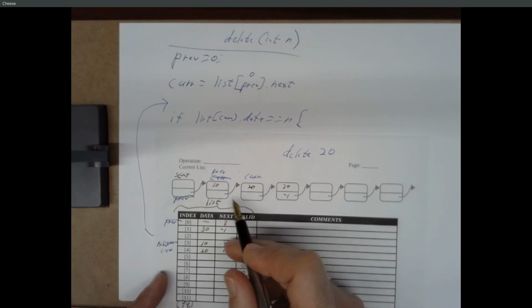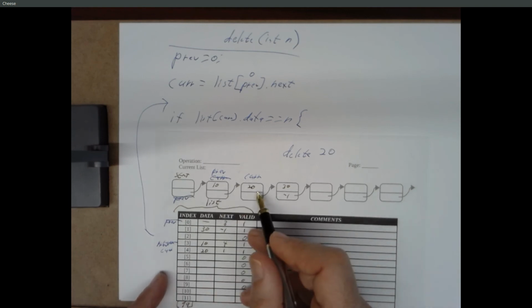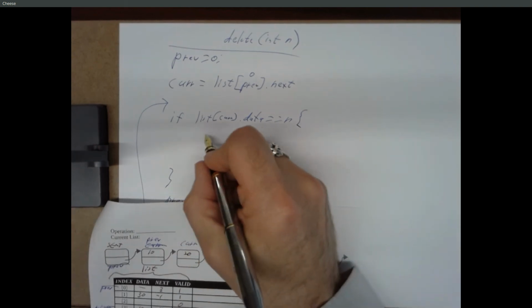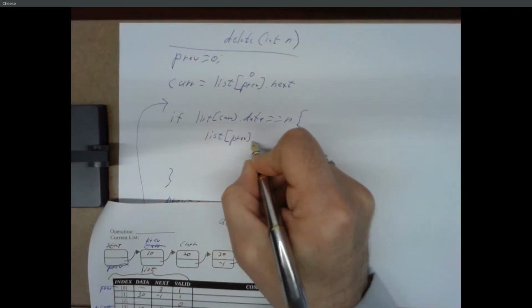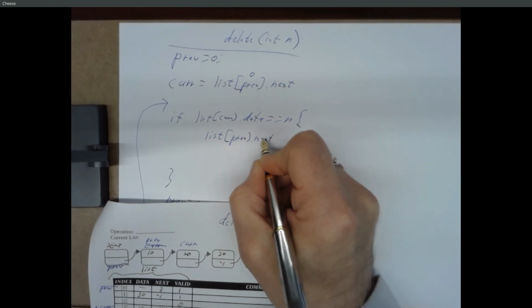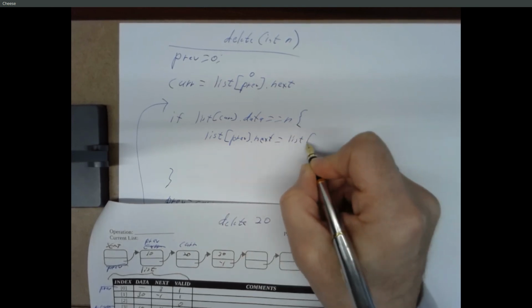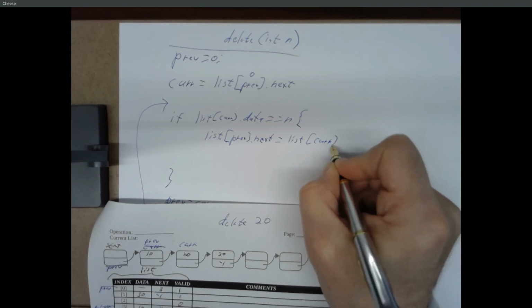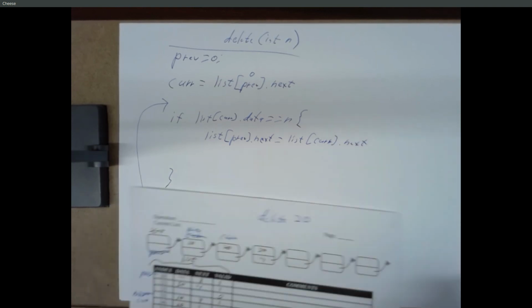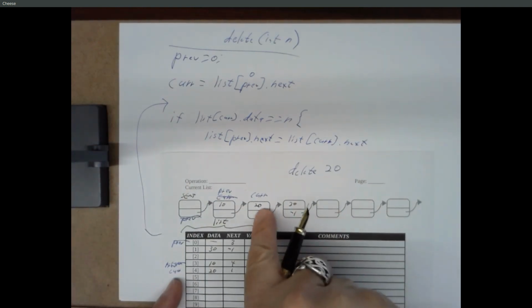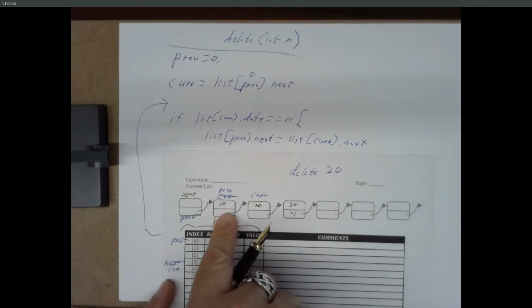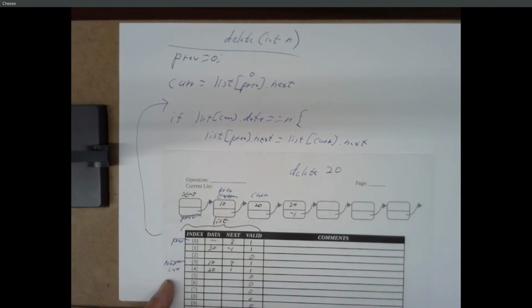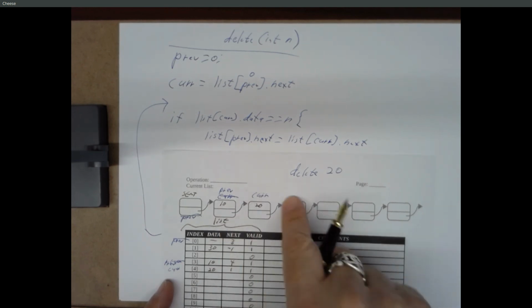So how do we delete it? Well, we want the previous node to point where the current node is pointing. So this is what we did yesterday. List bracket previous dot next equals list bracket current dot next. And if that happens to be the last node in the list, next will be my null. That'll change previous next to be my null. So that'll be the end of the list. Otherwise, in this case, it would change that to point to 30.